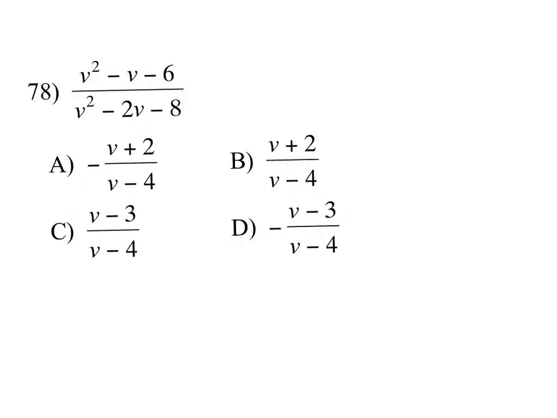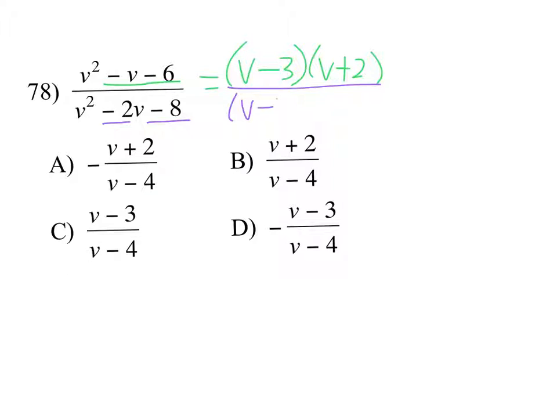Looking at number 78, same thing going on. Multiply to negative 6, add up to negative 1. That's going to factor into v minus 3 times v plus 2. On the bottom, we've got multiplying to negative 8 and adding up to negative 2. It's going to be negative 4 and plus 2, v minus 4, v plus 2. Leaving us with v minus 3 over v minus 4 after we cancel out the plus 2's, which is answer choice C.